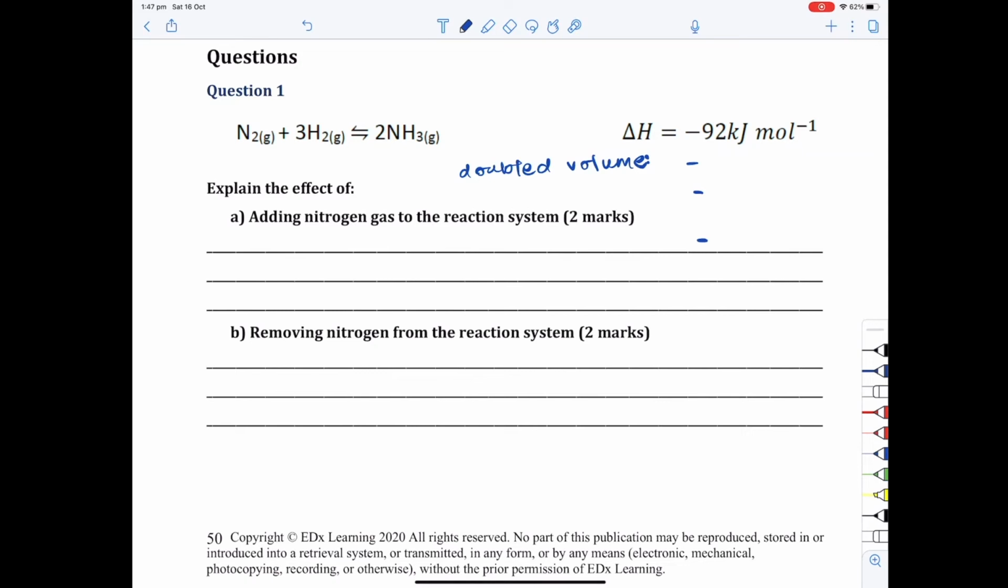Okay. Doubling volume in this system will decrease the pressure of the system. According to Le Chatelier's principle, there will be a partial change in the system where it will have an increase in pressure, favoring the left-hand side of the reverse reaction. Okay, good. So good job, Pranav. Now I'm going to ask the rest of you.